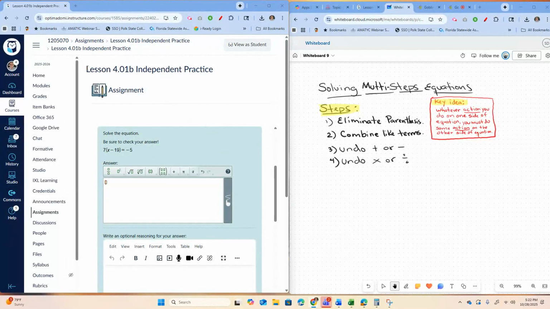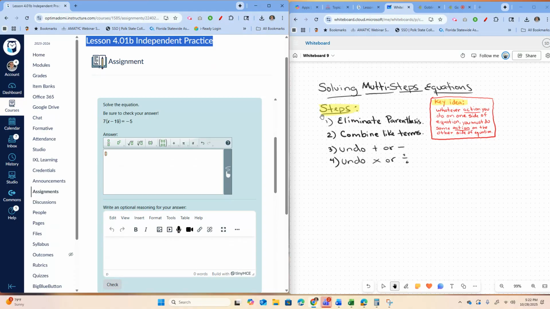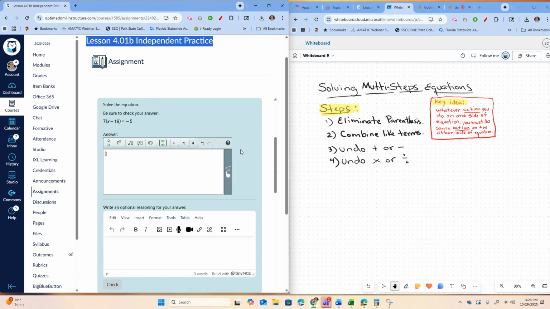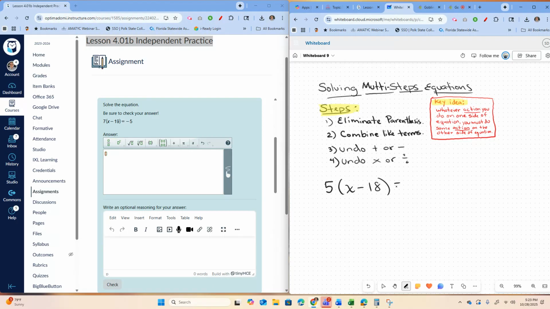All right, here's how we do lesson 401B, independent practice. We are solving multi-step equations. Here's problem number one. But remember, I always do a similar one. So here's the similar one that I'm going to do: 5 parentheses x minus 18 equal to, let's say, I'm going to keep the negative 5 there.